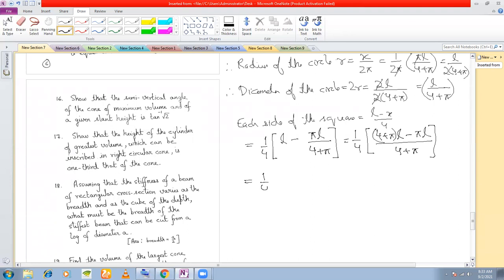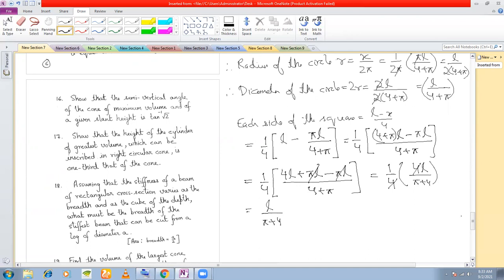is equal to 1/4 of 4L plus pi L minus pi L divided by 4 plus pi. Pi L cancels. So you get 1/4 of 4L times pi plus 4. Again 4 and 4 will cancel. So you get L divided by pi plus 4. So what you see here is that the diameter of the circle is L by 4 plus pi, and each side of the square is also L by 4 plus pi.